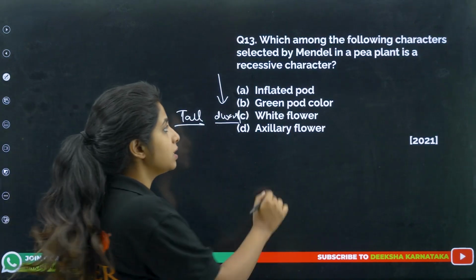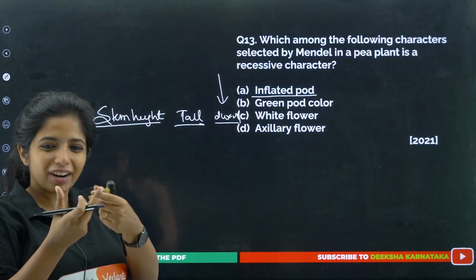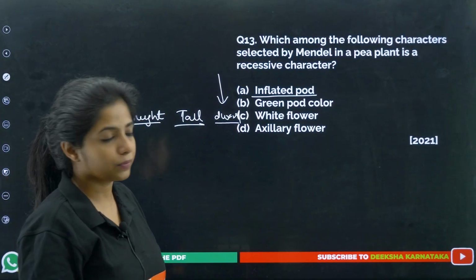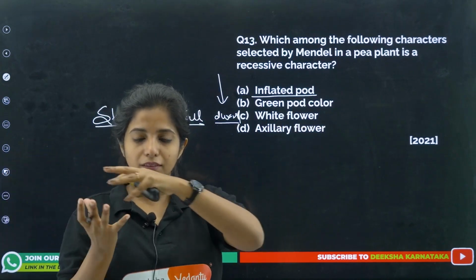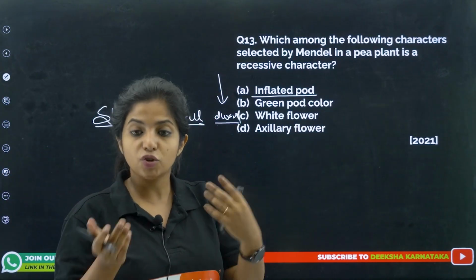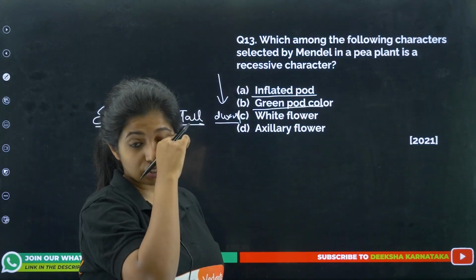So inflated pod is an example of dominant trait, whereas constricted one, the one that is so dry, that is the recessive trait. Okay, now green pod color, that means if the color of the outer covering is green, is it dominant or recessive? It is a dominant trait.